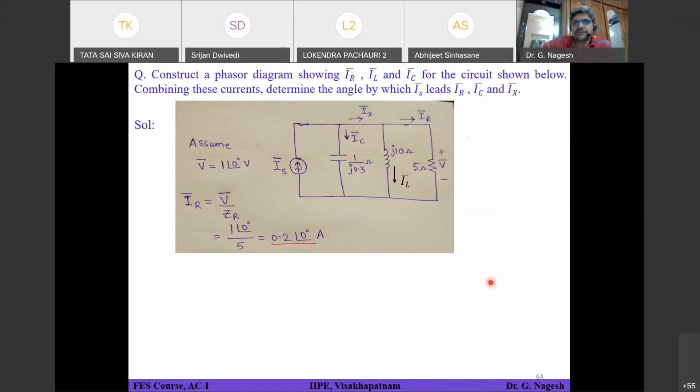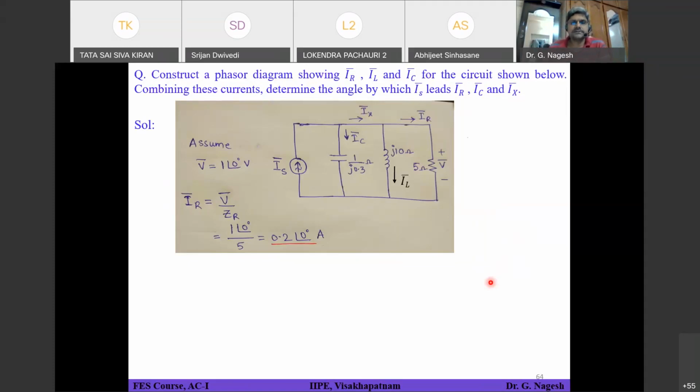They have given a current source and three parallel connected elements. One is a capacitor, another one is an inductor, another one is a resistor. So they are asking us to find out the currents IR, IL, and IC, that means the current flowing through each element in the circuit. And after that, they are asking us to determine the angle by which the source current is going to lead these three currents. Always it is better, if you are working on a parallel circuit, to take voltage as your reference phasor. In the previous case, it's a series circuit.